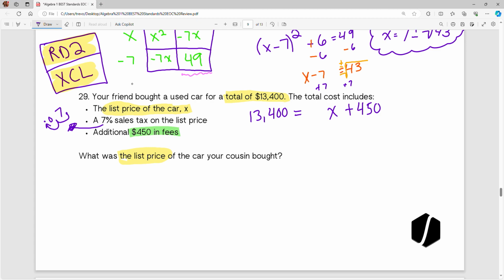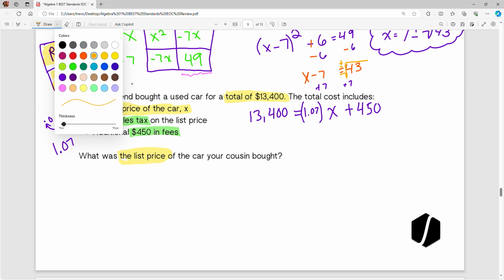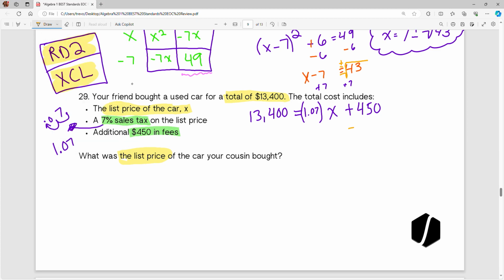and plus also the price of the car, so that'll be multiplied x times 1, right? 1.07, so 1.07 times that x. And that's it for my equation. It's now set up, and to find the list price of the car, now I just need to solve for x. So I can get rid of this 450 on this side, minus 450 on both sides of the equal sign.